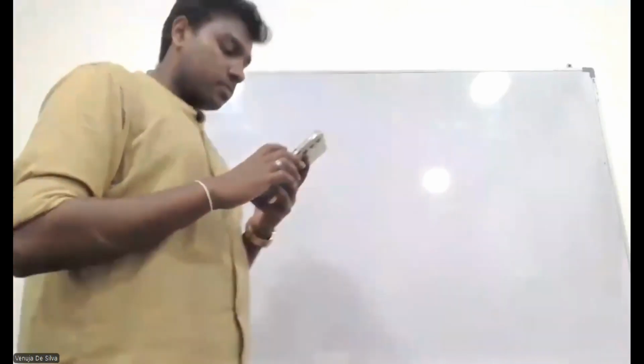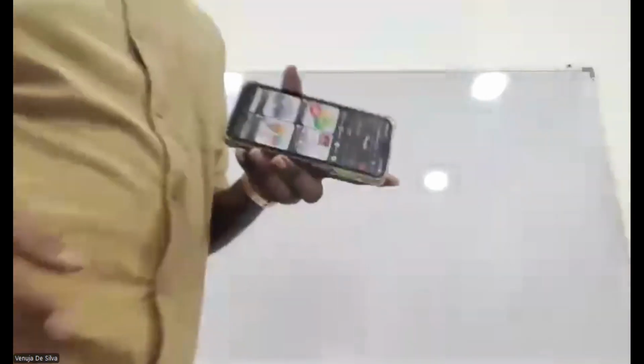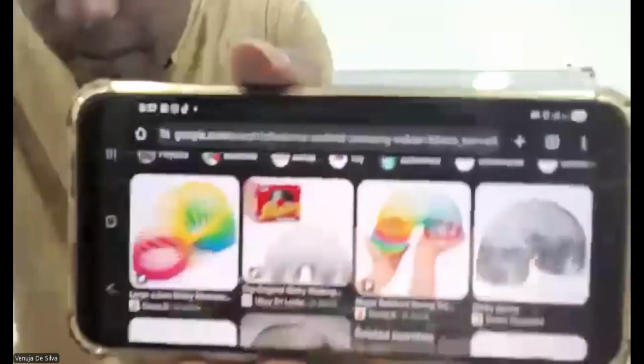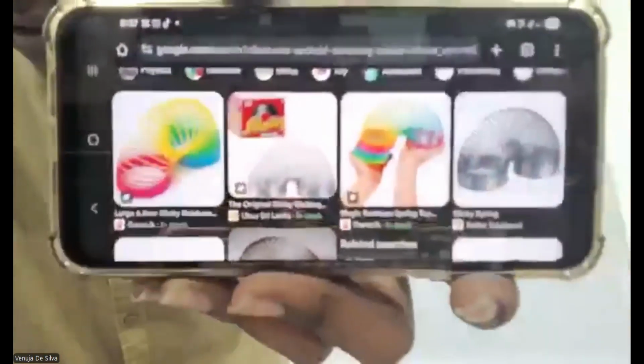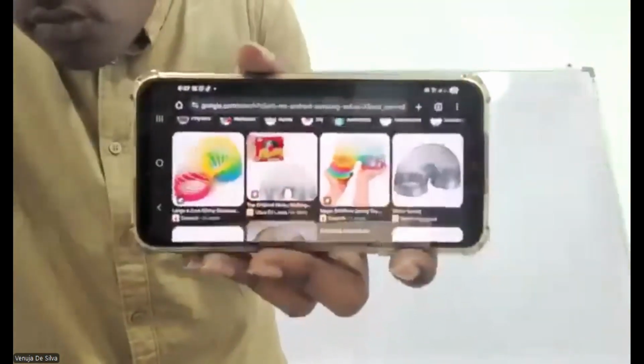Okay, so look. Have you seen this thing, guys? Images. Have you seen this? See? Something like this. Yeah, you have seen, right? Okay. So, this is called a slinky.